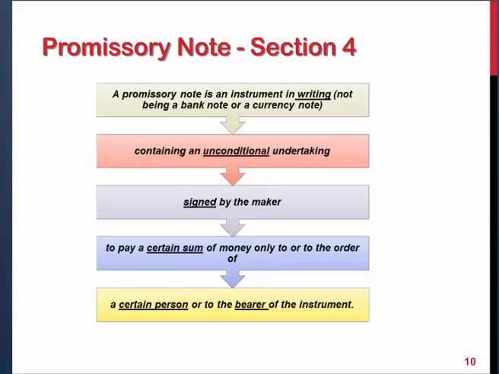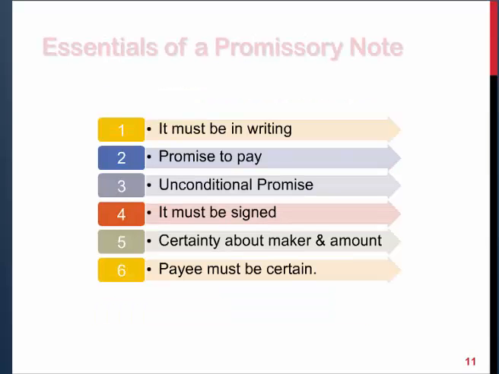containing an unconditional undertaking signed by the maker to pay a certain sum of money only to or to the order of a certain person or to the bearer of the instrument. What are the essentials of a promissory note? 1. It must be in writing.